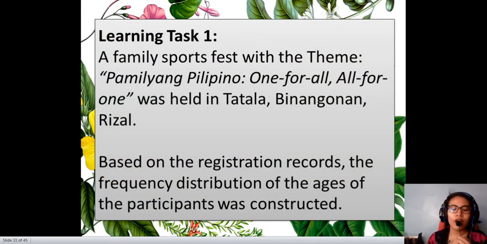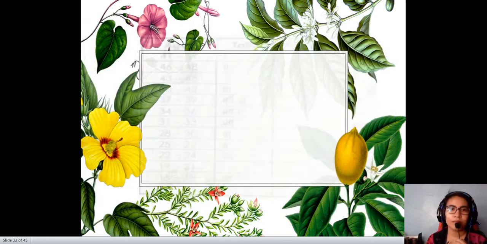Okay, we're done giving you the examples of frequency distribution for ungrouped and grouped data. We will proceed now to the things that you need to do on a piece of paper. So let us start with Learning Task 1. A family sports fest with the theme "Pamilyang Pilipino, One for All, All for One" was held in Tatala, Binangonan, Rizal. Based on the registration records, the frequency distribution of the ages of the participants was constructed. That is on the next slide.